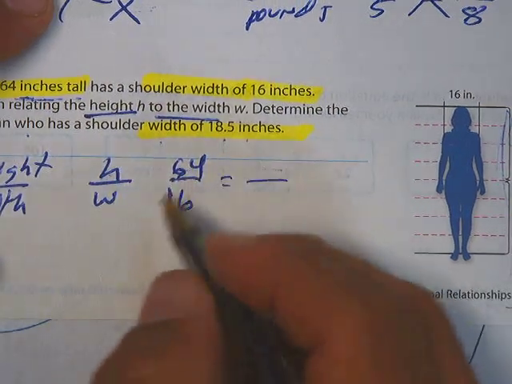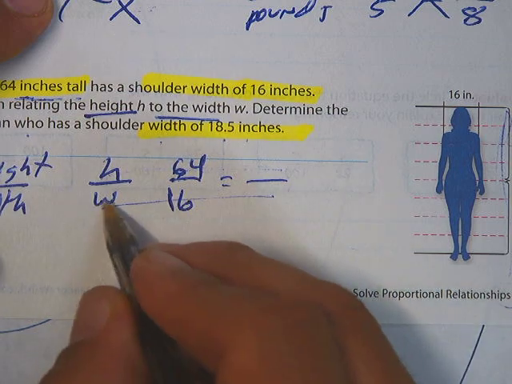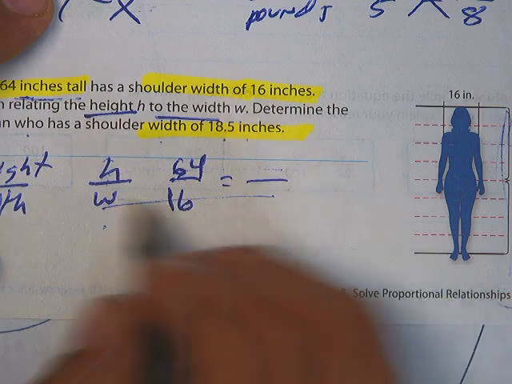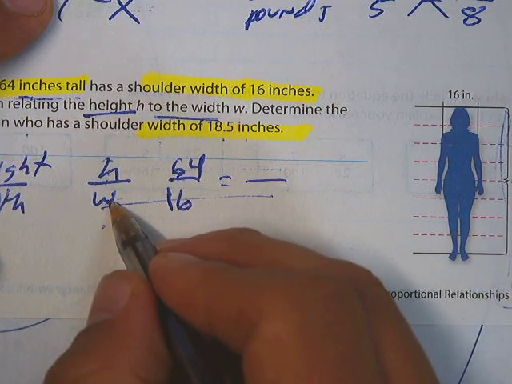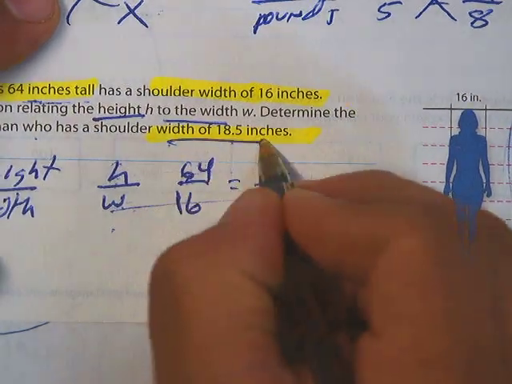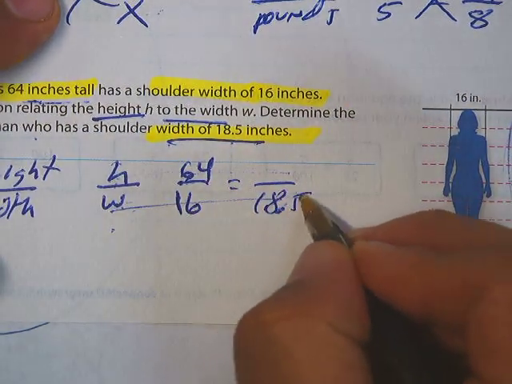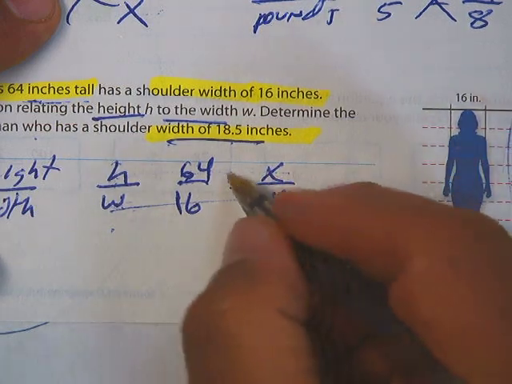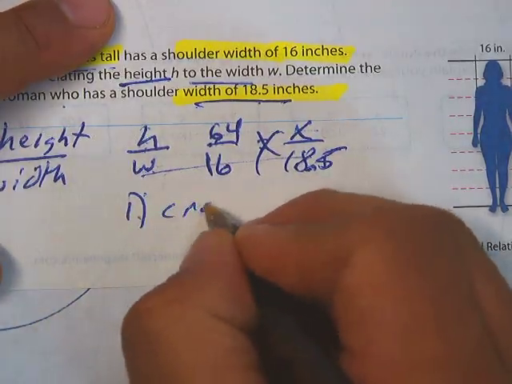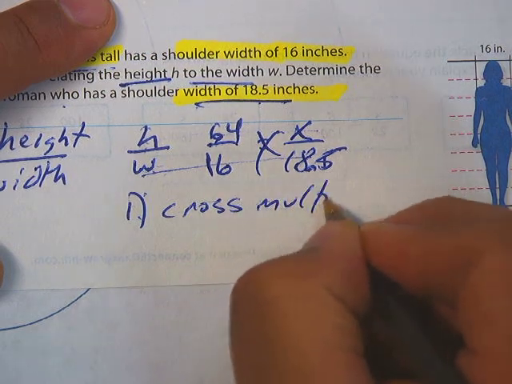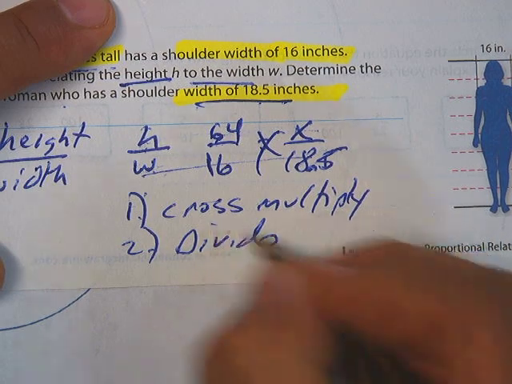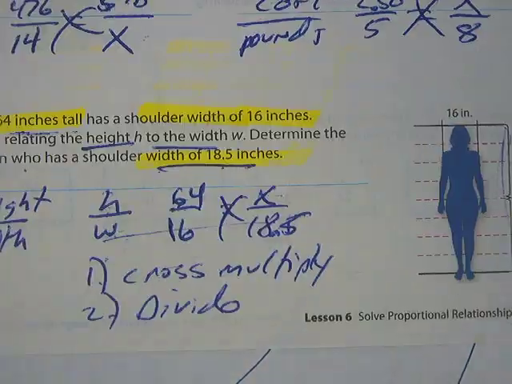Well, determine the height of a woman who has a shoulder width of 18.5 inches. So let's say we have another woman, but her width is 18.5. Well, where would the width go? Remember, height has to be going this way. Width has to be at the bottom, because that's where we put the width. If I were to put width on top and height at the bottom, well, then it would be different. But since I put width here, then I'm going to have width over here. And so I'm going to put this number, 18.5. And then I'm just going to put an X and then cross multiply and divide.